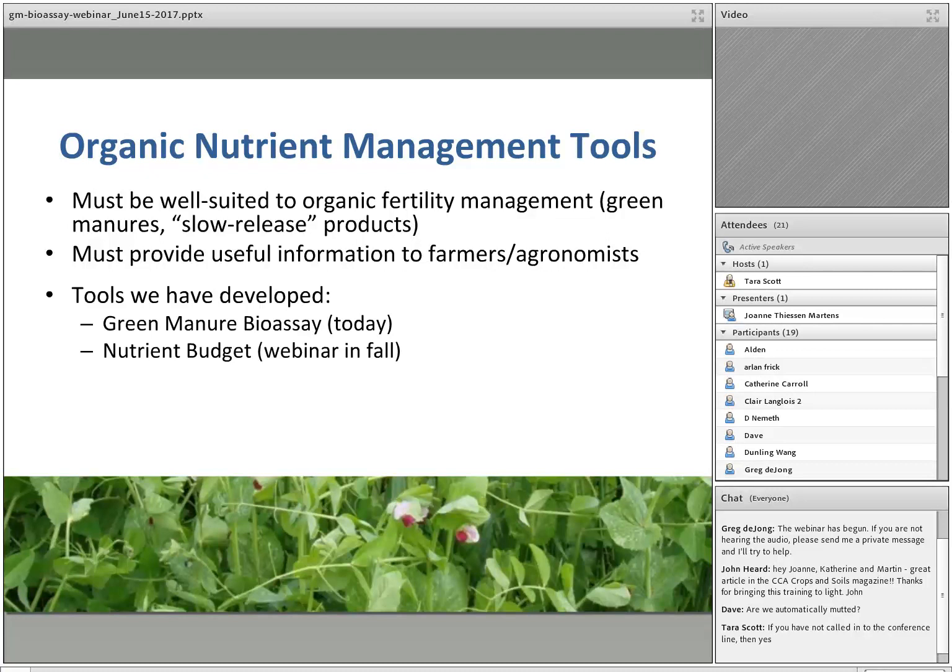The tools we've developed are this green manure bioassay, which we're talking about today. And we've also developed a nutrient budgeting tool, and we're going to do a full webinar on that later on in the fall. I'm also just going to touch on it really briefly for those agronomists who are working with Iris's nutrient management program through POGI. We'll touch on that in a little bit of detail later on, but you will be getting more information about that nutrient budgeting tool later.